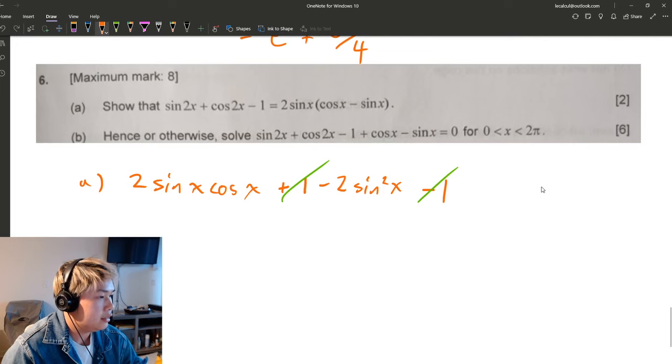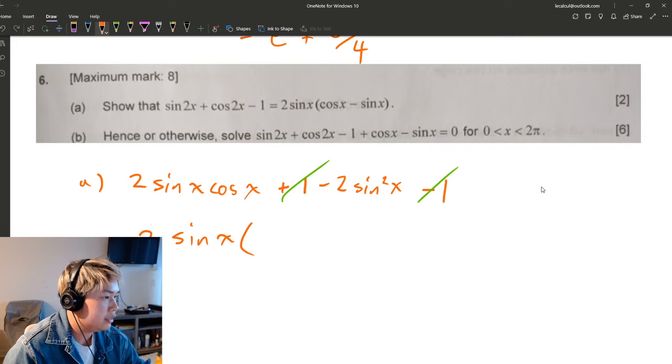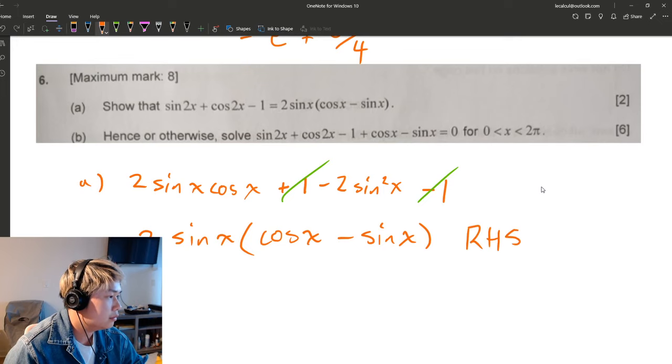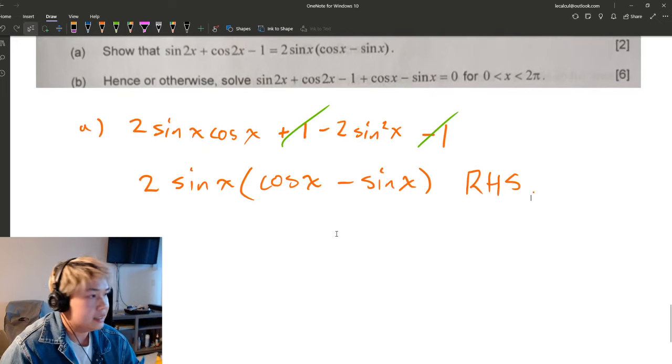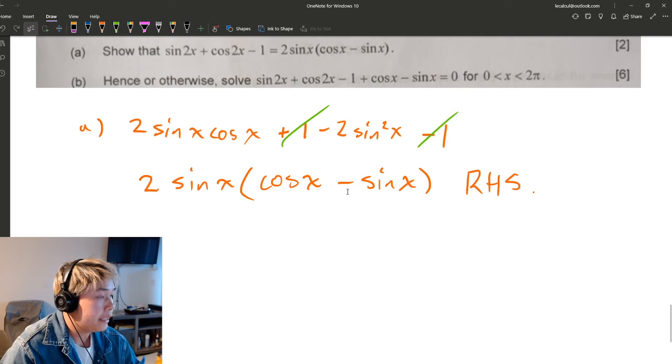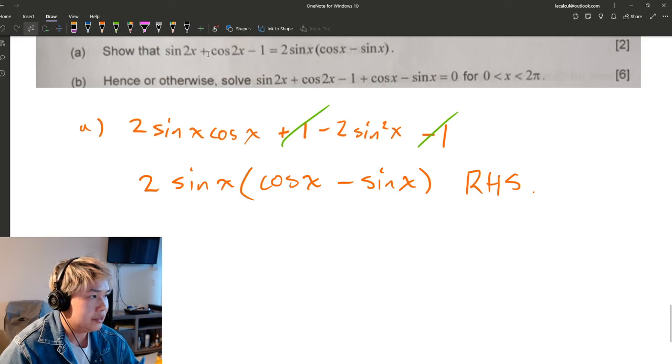And then what I do is I can factor out that 2 sine x. So I'm going to be left with a cosine from here, and then one of the sines from here. And then this is the right side. So easy peasy. Okay, hence or otherwise, solve this equation, and then notice that the first three terms are this, which is kind of a big hint that you're going to use this identity here that we just proved. And we're going to change all of this into this.